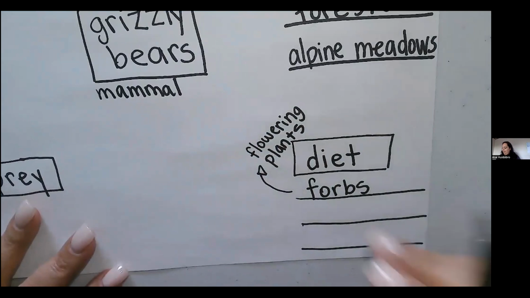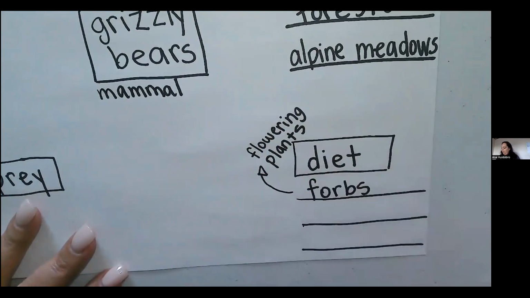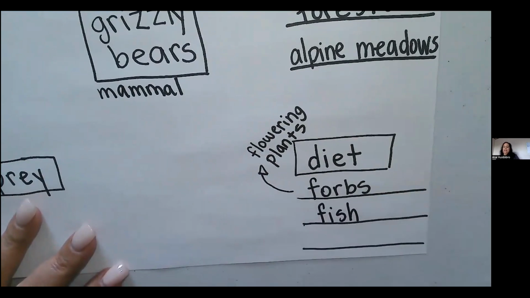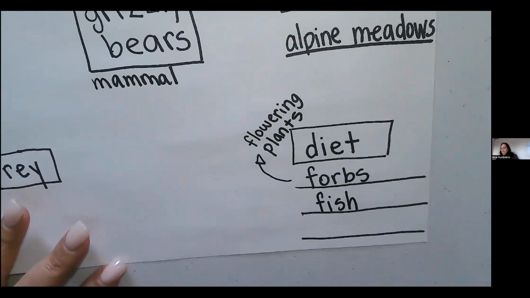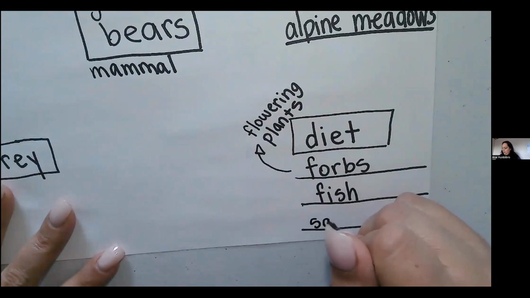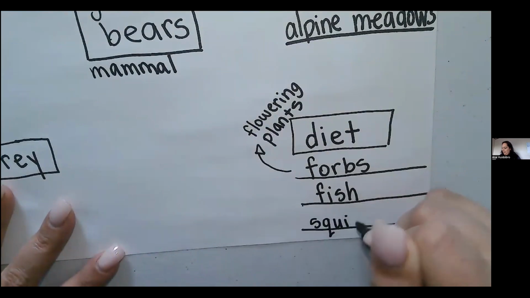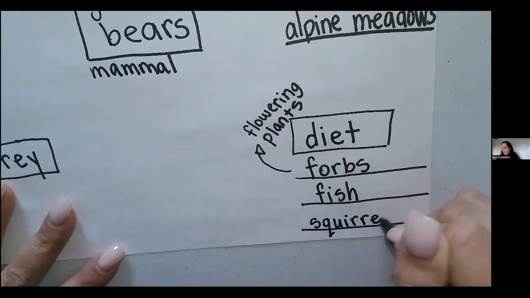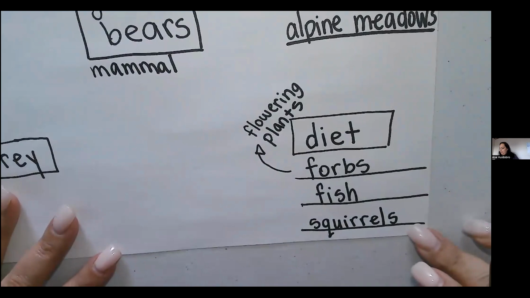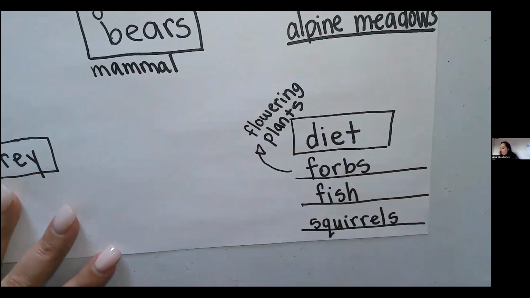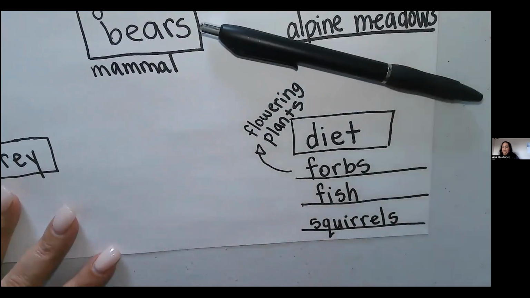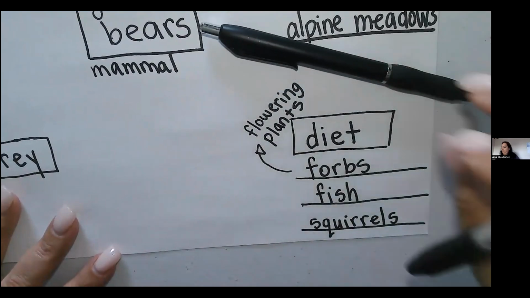Okay, and once again, you could add this word or keep your own, whatever you want to do. I'm going to go ahead and write fish because we know that they like especially salmon, right? Oh my goodness. And I'm going to go ahead and write squirrels. When I Googled it, it said rodents and it gave a bunch of examples, and one of them was squirrels. So I'm going to go ahead and put this here, and you can make sure your diet section is finished.